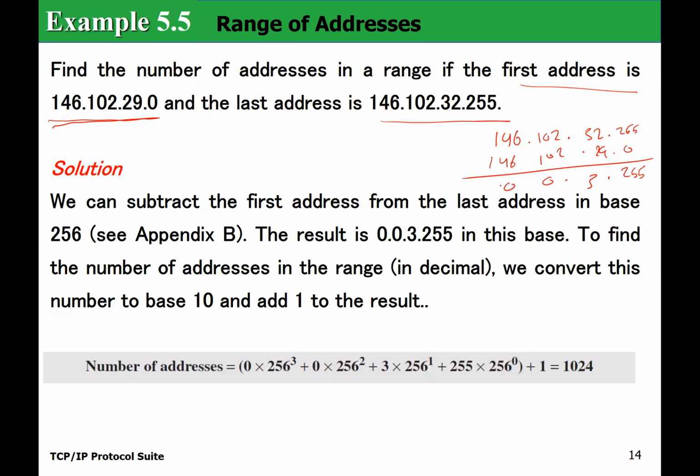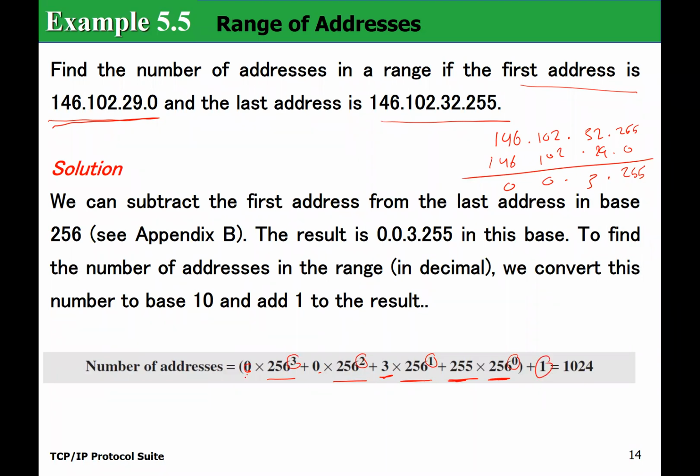Perfect. Then what we have to do is multiply this one by 256 to the power of 0. The second number by 256 to the power of 1. The third one is power 2, and the last one is power 3. And we multiply by the numbers: the first one is 0, the second one is 0, 3 here, and the last one is 255. And then we add 1 at the end.